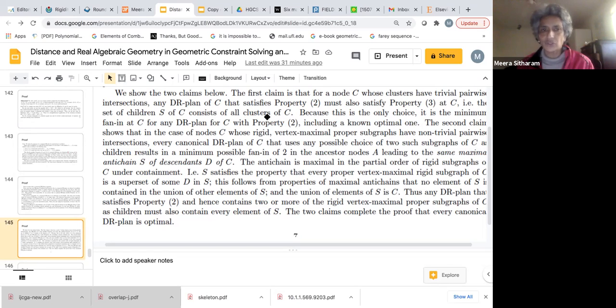So what we're trying to show is that if C's children are all of these nodes that have to be present, then it must be the case that they actually have trivial intersections. And in that case, we don't really have a choice. We have to have them as the children.